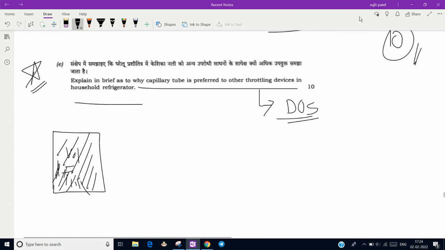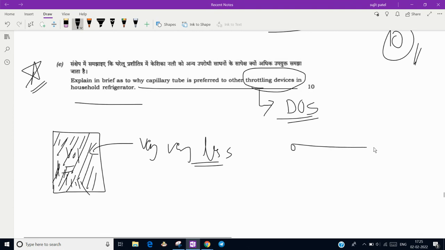But in household refrigerator, the volume is fixed, and the load inside that given volume may vary, but it is very very less. And use of throttling valve in this thing, it will be costly. And capillary tube is what? Constant area flow, restricted flow through constant area. It will be very easy as well as cheap in manufacturing terms, cost wise, and it will do the same work that we needed. So why to put more expensive devices? So that's the reason why.